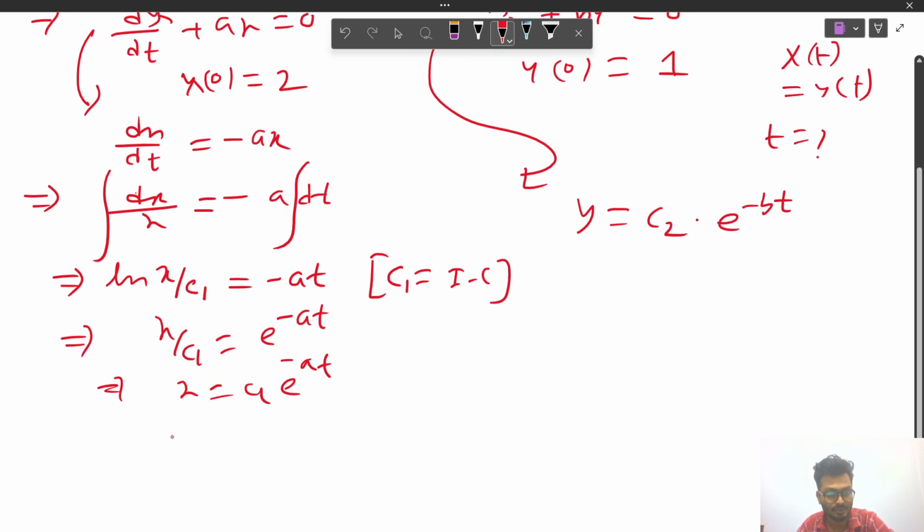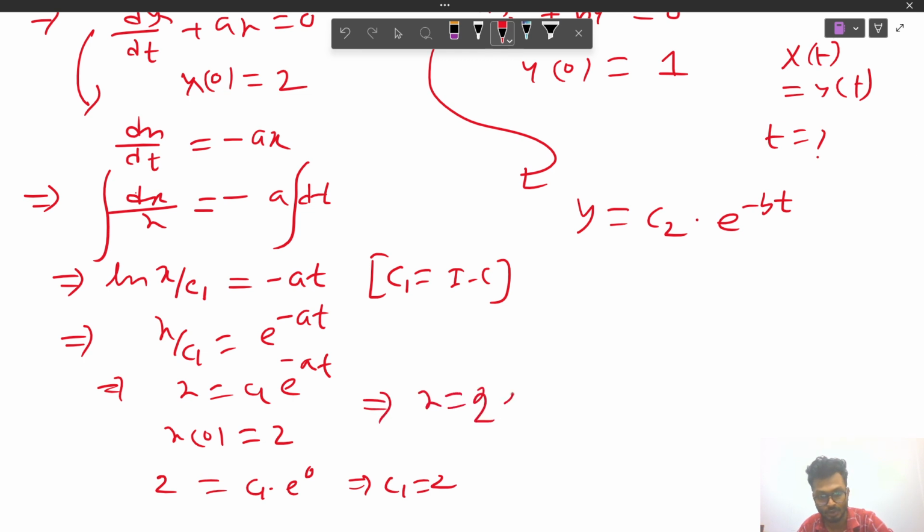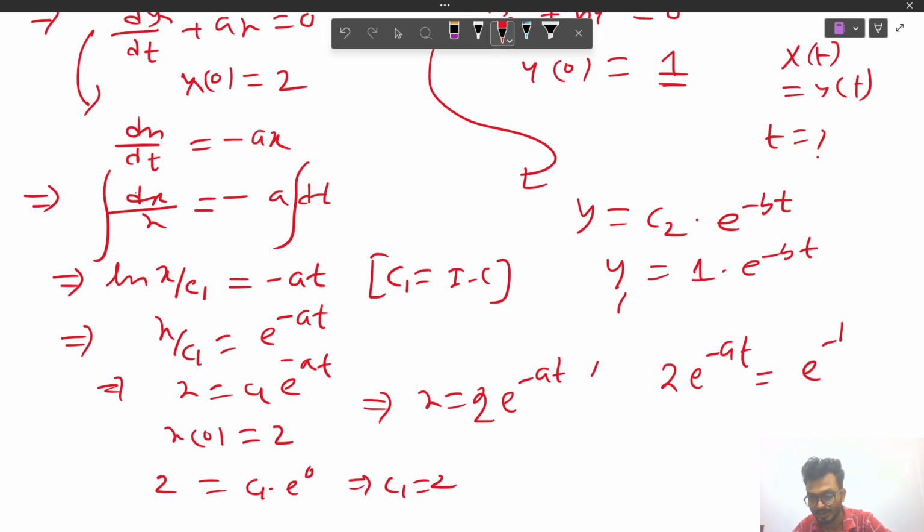Now put the initial values. x at 0 is 2, so if we put 0 in place of t, and in place of x we put 2, then 2 equals to c1 into e to the power 0, that means c1 equals to 2. So what we get is x equals to 2 e to the power minus at. Similarly here we get y equals to, this is our initial value 1, so 1 into e to the power minus bt. Now we know that x(t) and y(t) are the same, this is given. So 2 e to the power minus at equals to e to the power minus bt.